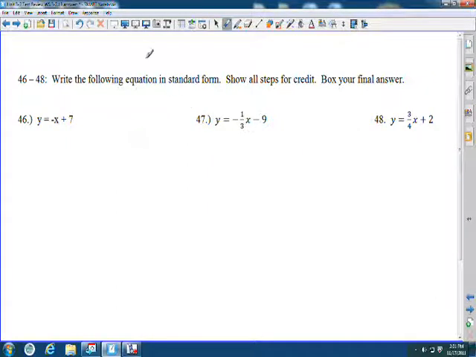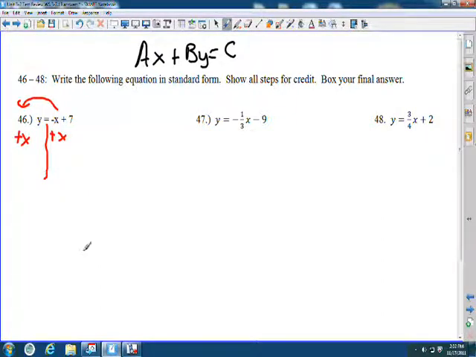Now this one wants it in standard form, which is ax plus by equals c. Okay, I need to move the x to the other side. I need to move it over here. So I'm going to add x to each side, and I get x plus y equals 7. That is standard form.